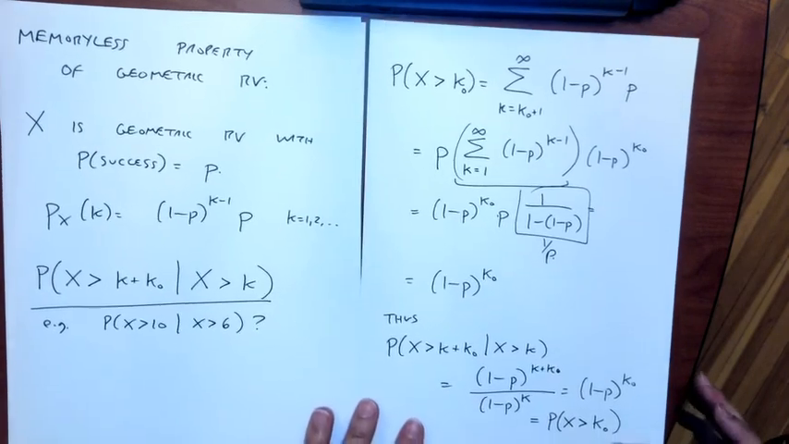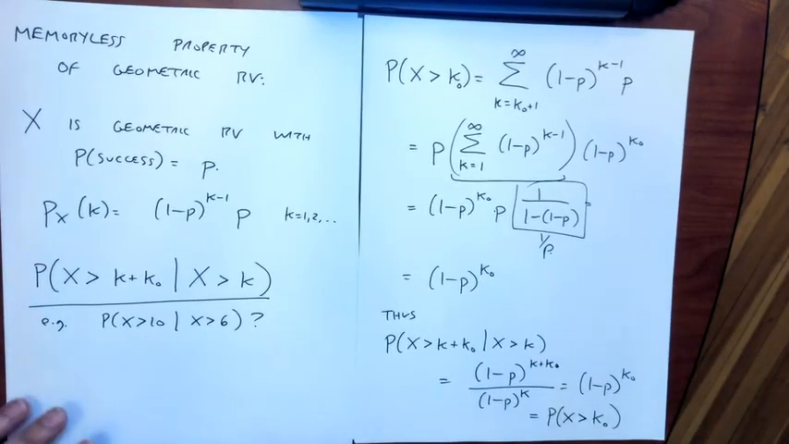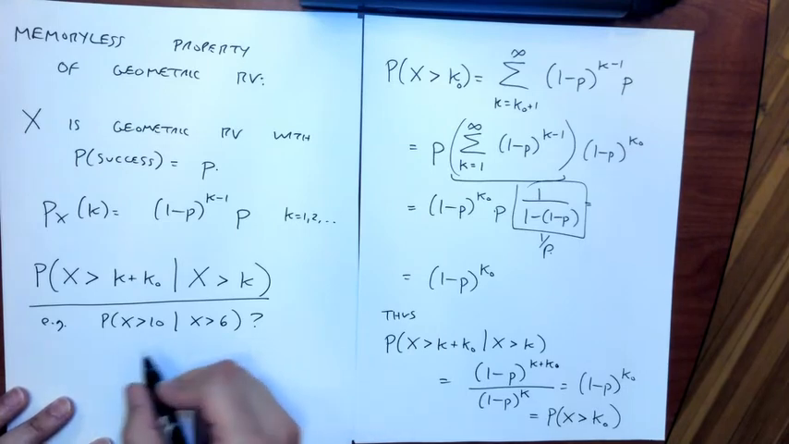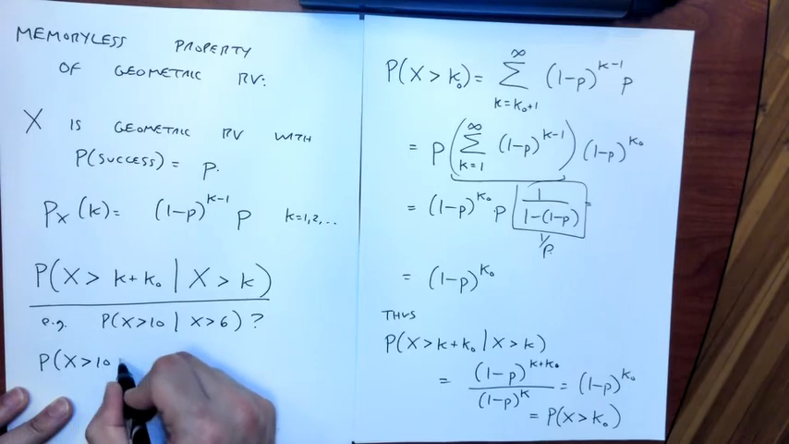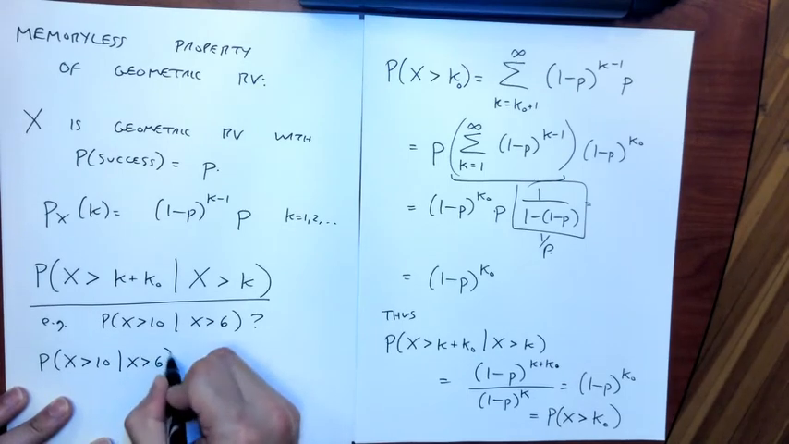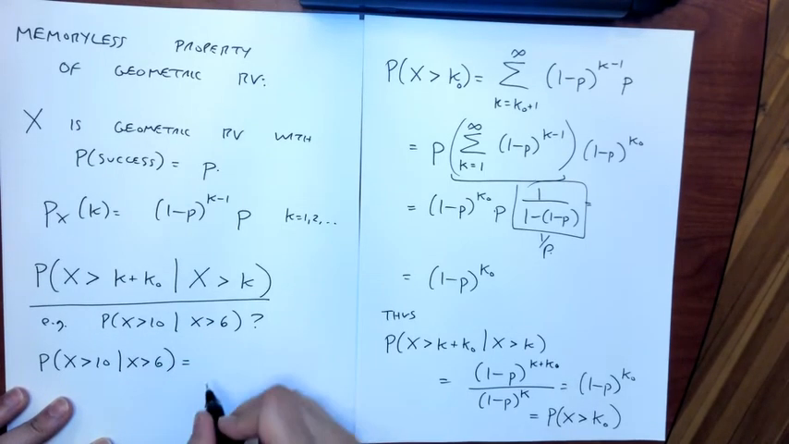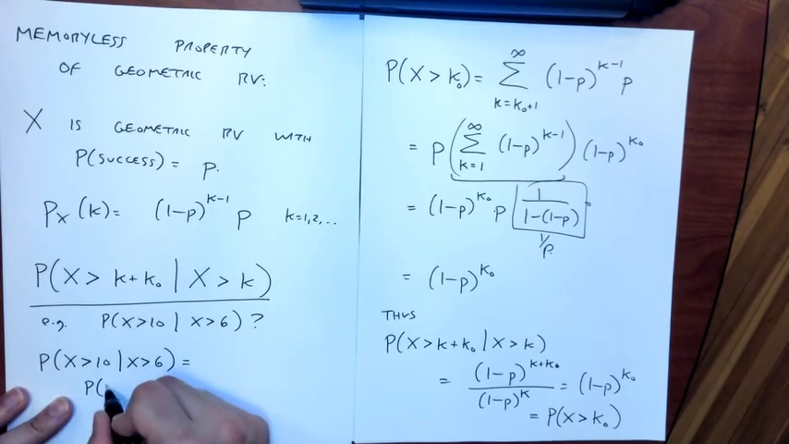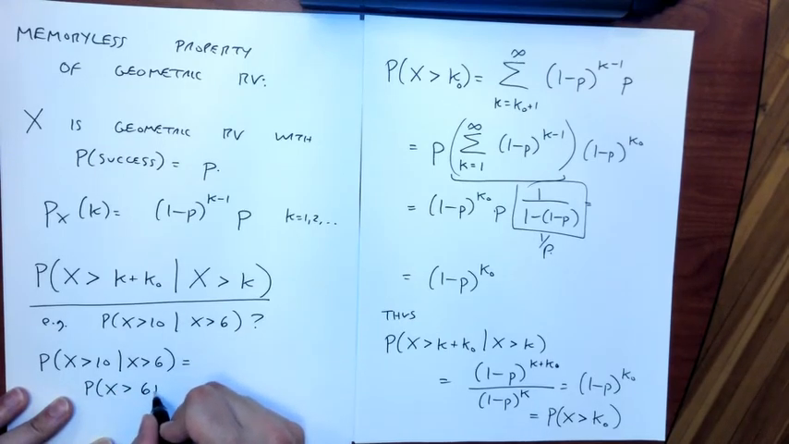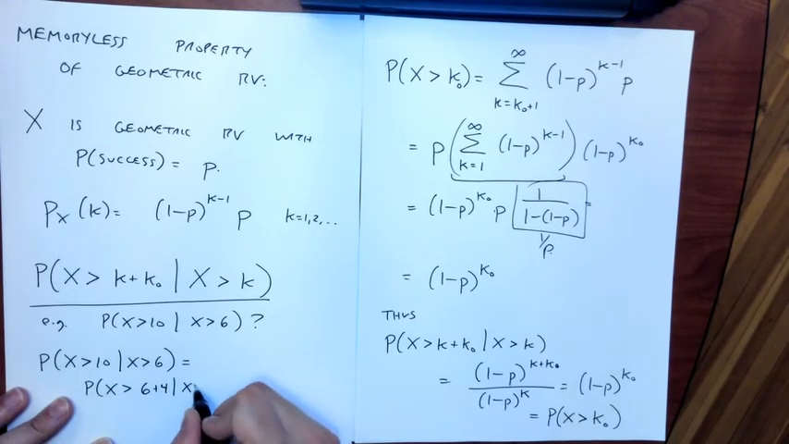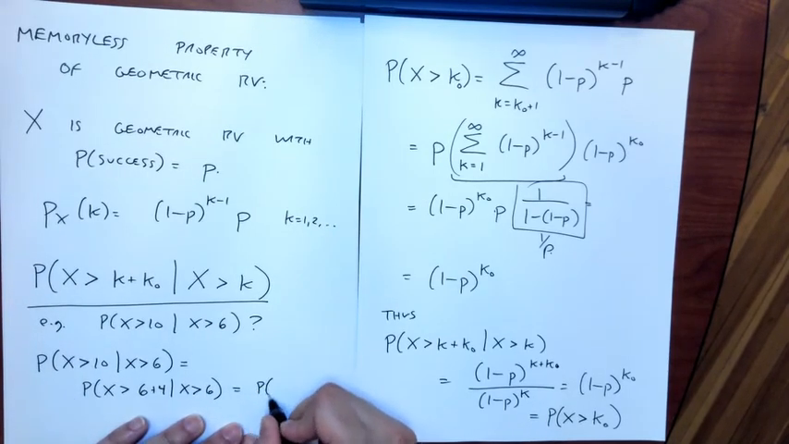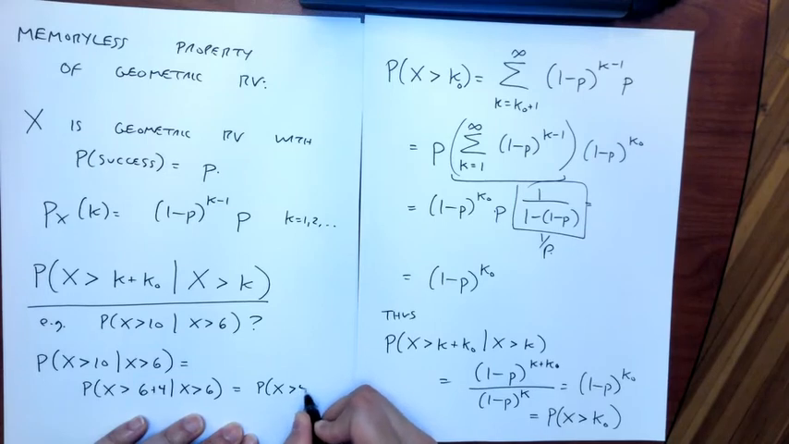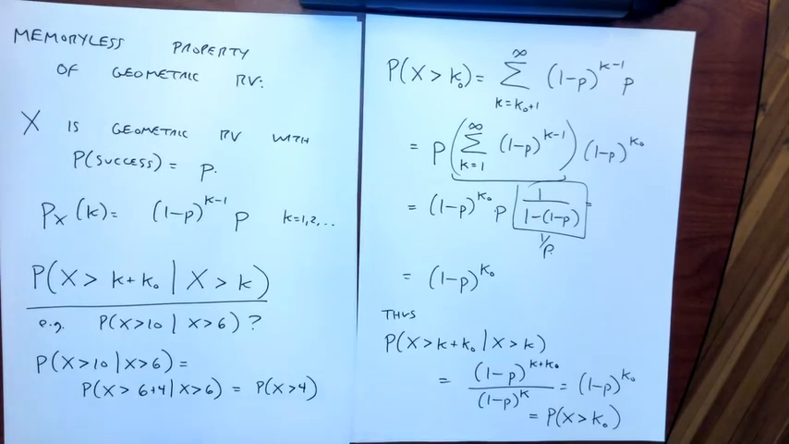So what does this mean? Why am I so interested in this? Well, what this means, for example, is it's like saying the probability that x is greater than 10, given that x is greater than 6, is equal to, if I write this in a different way, the probability that x is greater than 6 plus 4, given that x is greater than 6. And what I just proved is that this is equal to the probability that x is greater than 4.